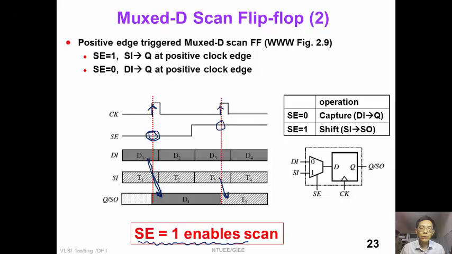When scan enable is 1, at the rising edge of the clock, the data coming from scan input is stored in the flip-flop. So when scan enable is 0, this flip-flop is just like a regular D flip-flop. When scan enable is 1, this flip-flop enters a scan mode, which shifts the data from SI to SO.